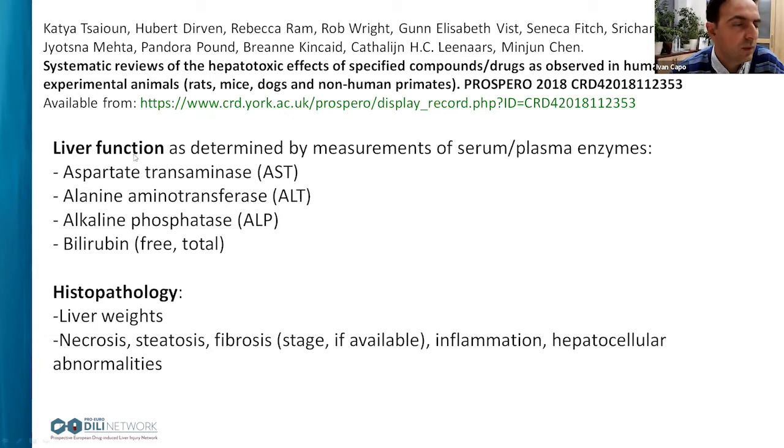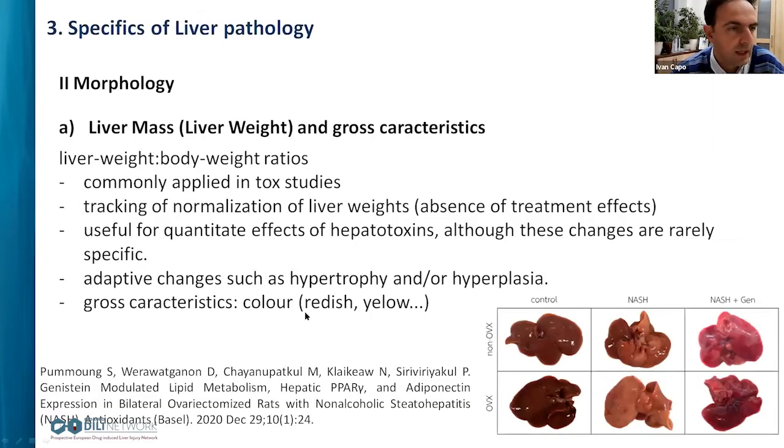So for liver function, we need to have aspartate transaminase, alanine aminotransferase, alkaline phosphatase, and free or total bilirubin. The next part needs to be histopathology, with the analysis of the liver weights and also the histological findings of patterns like necrosis, steatosis, fibrosis, inflammation, and hepatocellular abnormalities. This part, which includes the gross analysis of the liver, is very important in the DILI animal model.